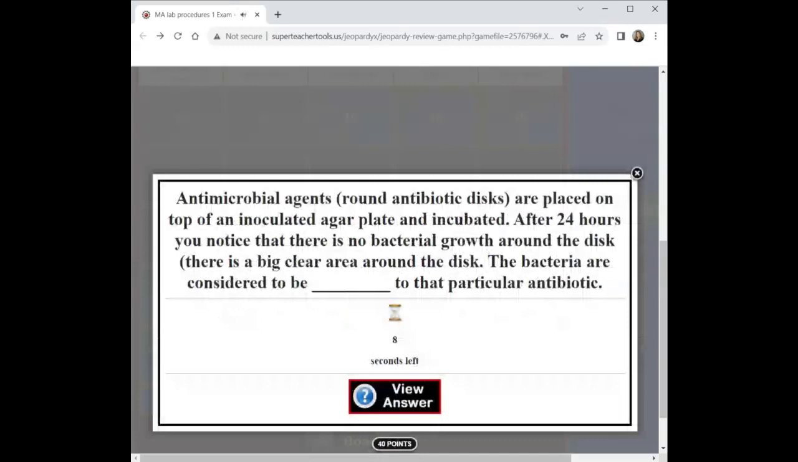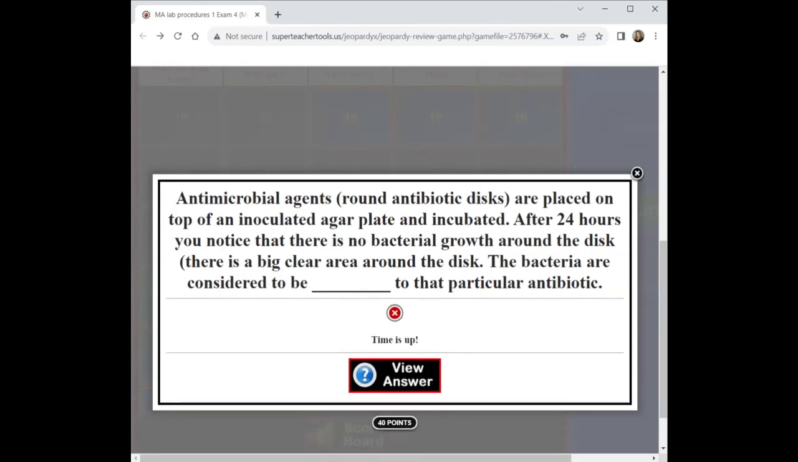Antimicrobial agents or round antibiotic discs are placed on top of an inoculated agar plate and incubated. After 24 hours, there's no bacterial growth around the disc, which means there's a big clear area. The bacteria are considered blank to that particular antibiotic. Resistant. Oh, I think it's the other one. Sensitive or susceptible. Yeah, sensitive or susceptible.